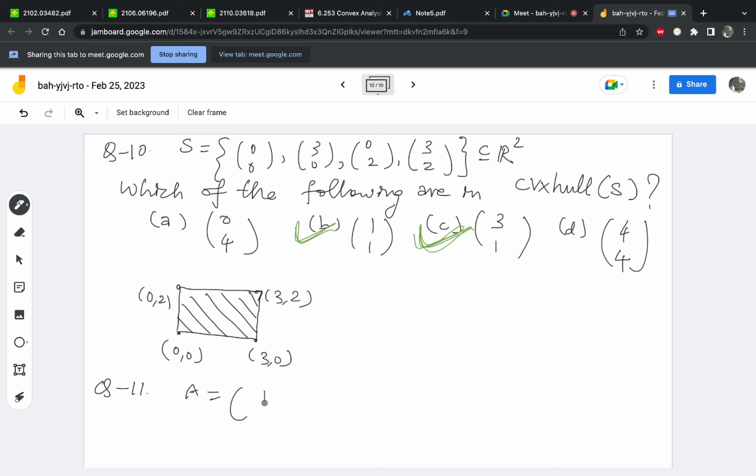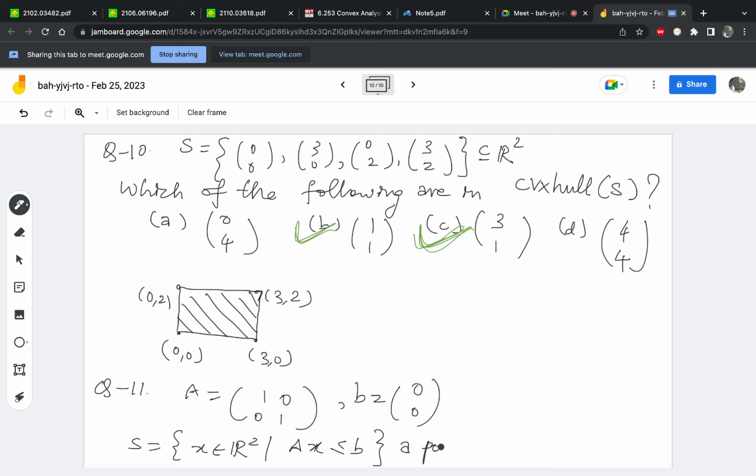The next question is, you have an identity matrix, identity transformation, and we are looking at the set of all the vectors x such that A times x is less than or equal to b. So what is this set equal to here? By the way, the question is, is S a polytope or not? Polytope means it's a bounded polyhedron.